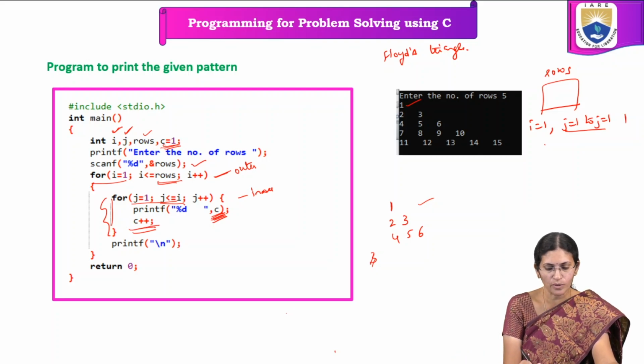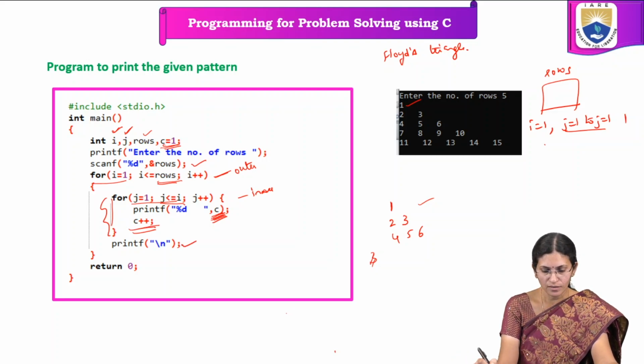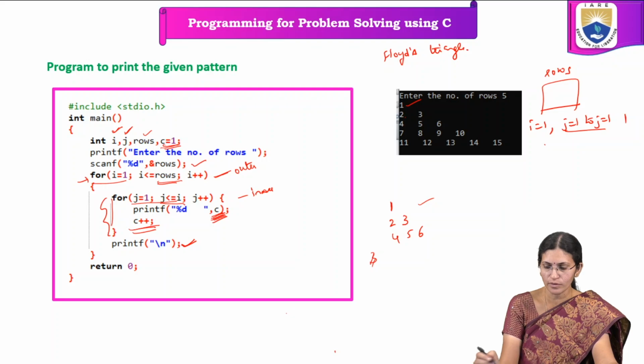Now c value is equal to 2. After that, this cursor will move to the next line and then I value is incremented by 1. I is equal to 2. So for this, these statements will be printed the number of times for which this condition is true.